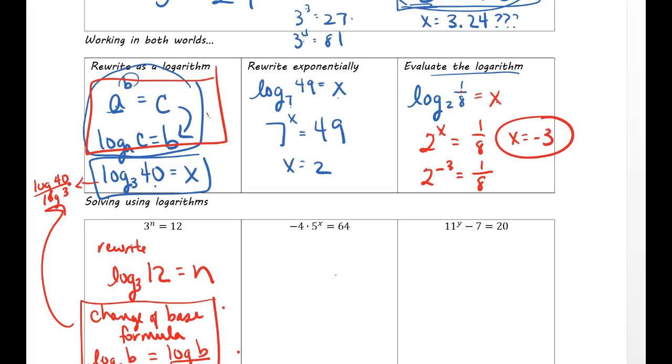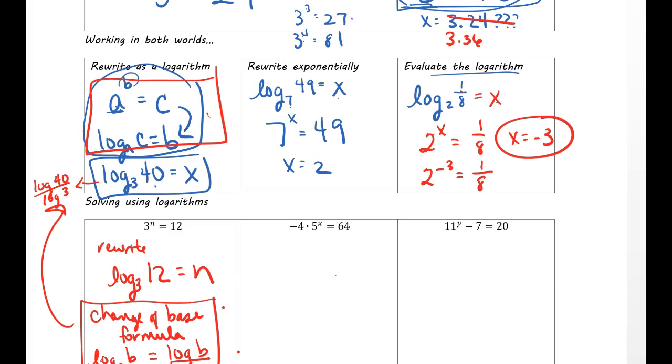Log 40 divided by log of 3. Oh man, I was off. Okay, it's 3.36. So, oh well, I tried. Usually I'm a lot better at guessing them, but maybe I'm tired. Who knows? Okay, but we don't have to worry about guessing because we've got a calculator.